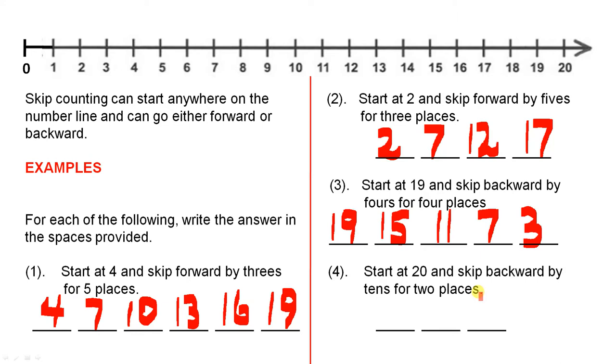And the last one, start at 20 and skip backward by 10s for 2 places. So we start at 20. Now you skip backwards by 10, so you subtract 10. That's 20 minus 10 gives you 10. And 10 minus 10 gives you 0.